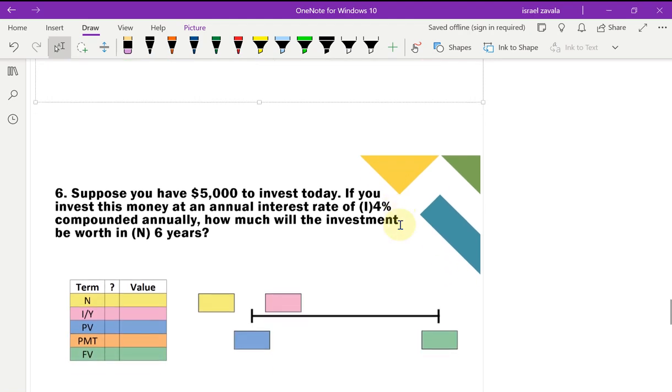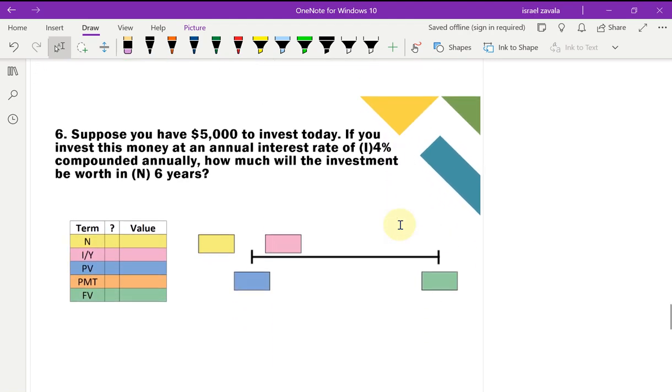Let's move on. This is the last question. Again, go ahead and pause it here, or you can watch me solve this problem. So my highlighter, suppose you have $5,000 to invest today. If you invest this money at an annual interest rate of 4% compounded annually, how much will this investment be worth in 6 years? So where's the question? Very important. Now I've changed title. How much will this investment be worth?